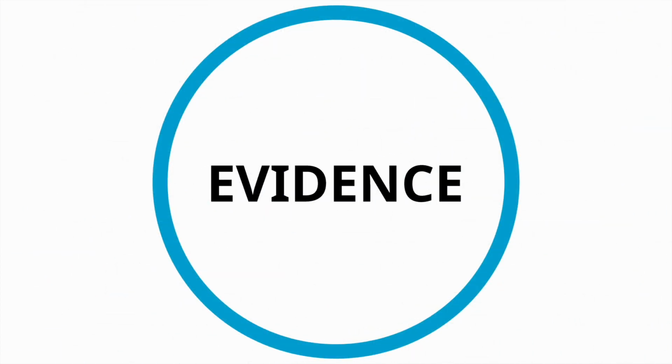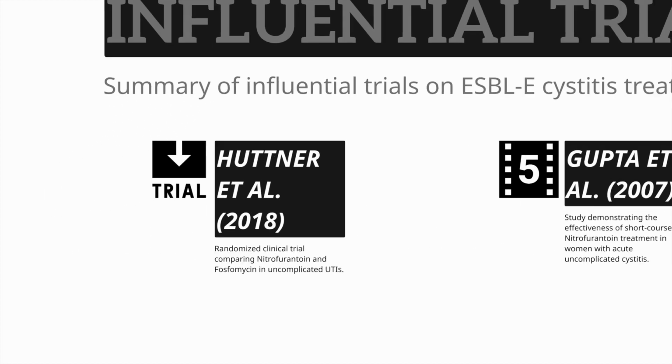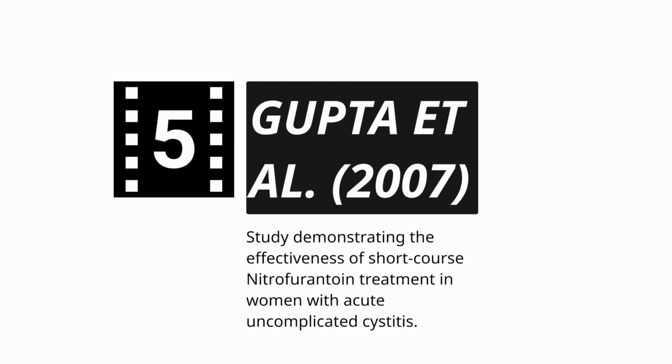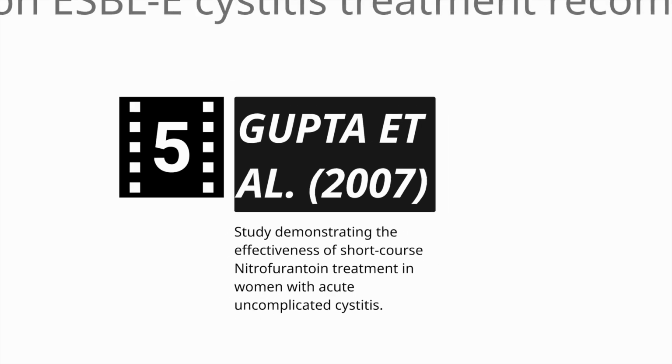So next, the evidence. If we look at the influential trials on these therapies, the first one would be the Huttner et al. 2018 trial. It was an RCT which compared nitrofurantoin and fosfomycin in uncomplicated UTI and found nitrofurantoin to be equally effective to fosfomycin. The next is Gupta et al. in 2007. It was a study demonstrating the effectiveness of short course nitrofurantoin treatment in women with acute uncomplicated cystitis, and in this therapy, nitrofurantoin was found to be very good.